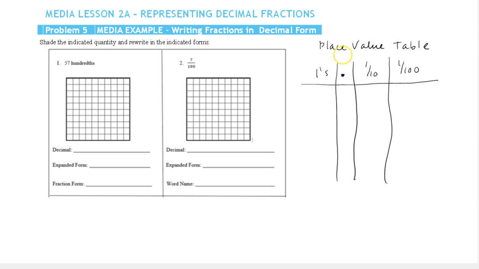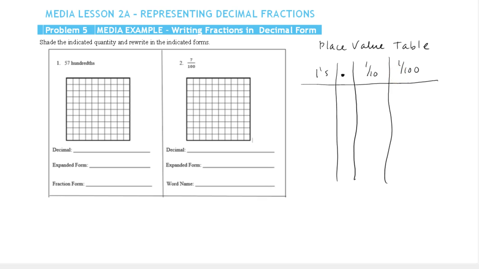So you'll see in your packet you have a table that shows that we have the ones place, then we write a decimal point. The place to the right represents 1/10, and the place to the right of that represents 1/100. So these are our tenths and our hundredths place.